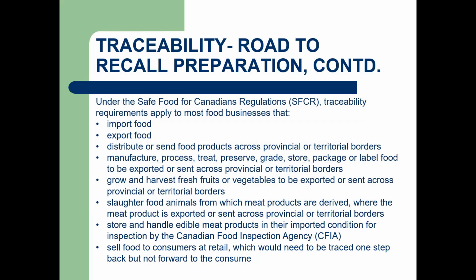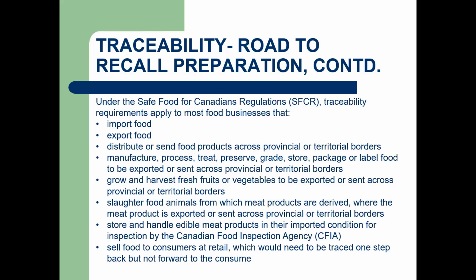So this particular verbiage, this particular slide, I directly took from the Safe Food for Canadian regulation, the interactive tool that I showed you earlier. I filled in all the information and they at the end gave me this definition of what traceability requirements apply to most food business units. If you import or export food, if you distribute or send food products across provinces, across territorial borders, if you're a manufacturer, processor, treat, preserve, grade, store, packager, label, and growing or harvesting fresh fruits and vegetables.